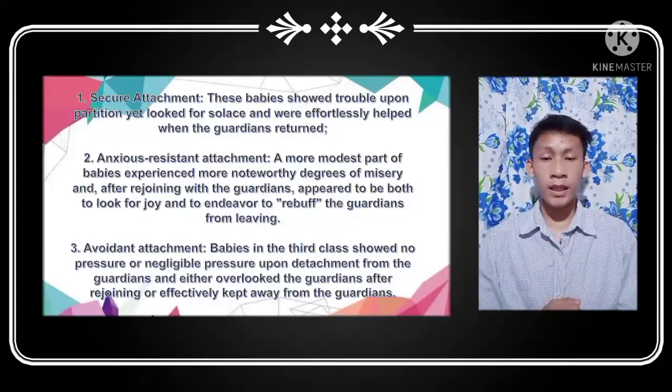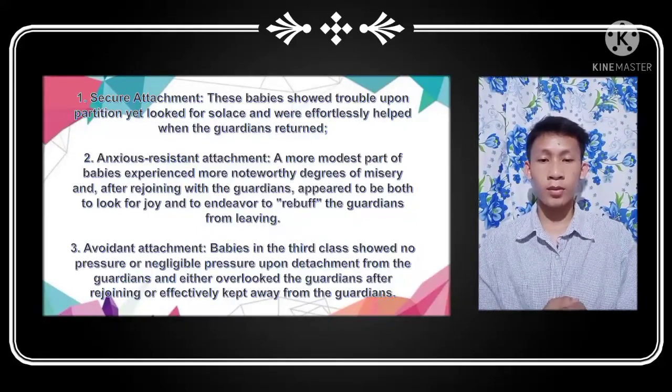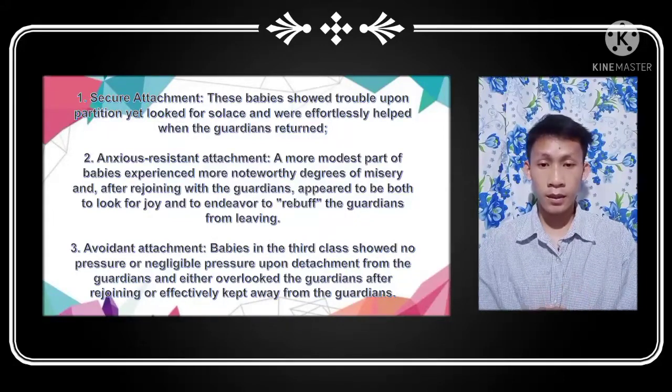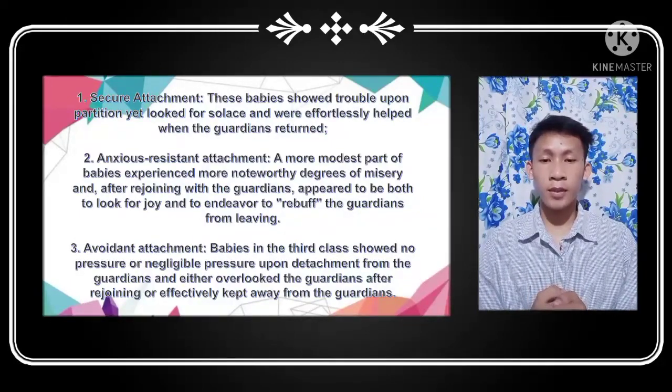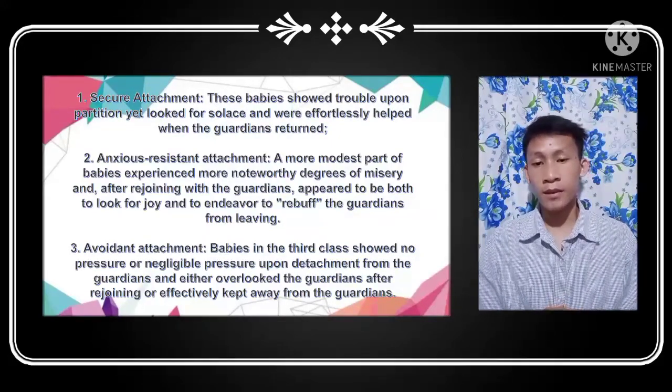The second one is anxious-resistant attachment. This attachment is so messy. The baby gets very upset when mom leaves, and the baby also appears angry and rejects the mom when she returns to the house. The last one is avoidant attachment. This attachment shows ignorance toward the mom because the baby seeks attention, but the mother or primary caregiver doesn't give the attention that the baby needs.